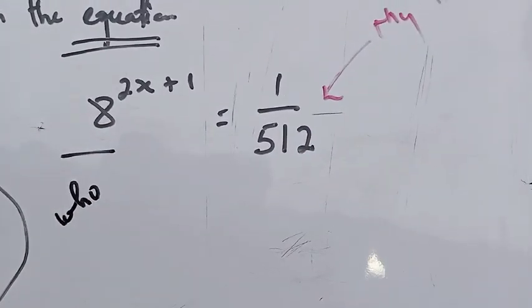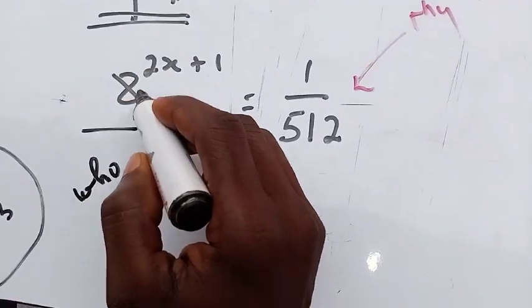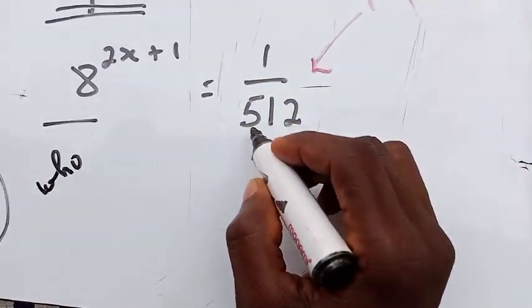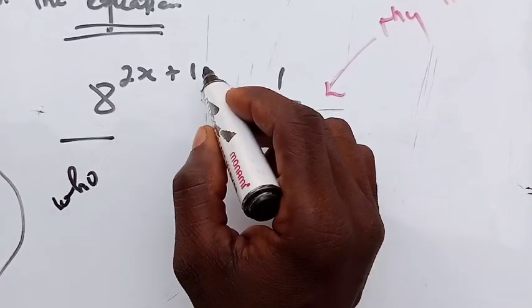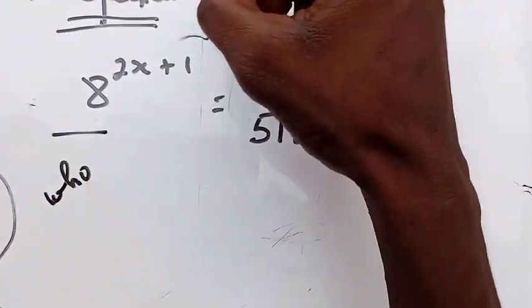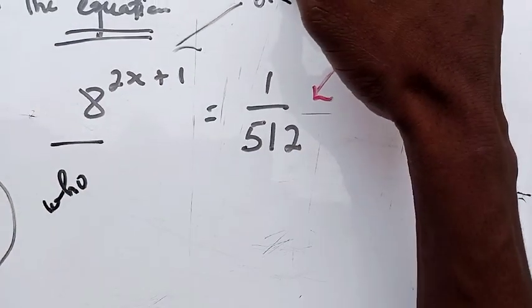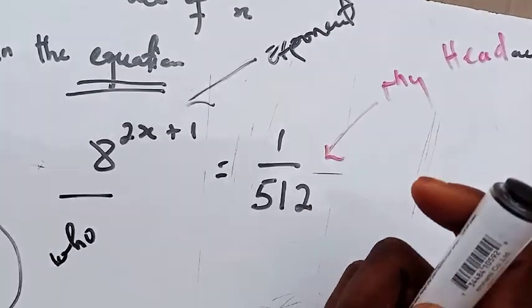Is that okay? Now, the whole key here is that you have to make sure that the number that you are seeing here, you are going to see the same number here. So if that happens, we can easily equate the exponent. So this is what we are calling the exponent, right? Whatever they are carrying here is what we are calling the exponent. That is why this is called an exponential equation.